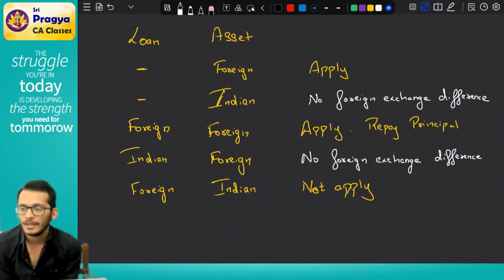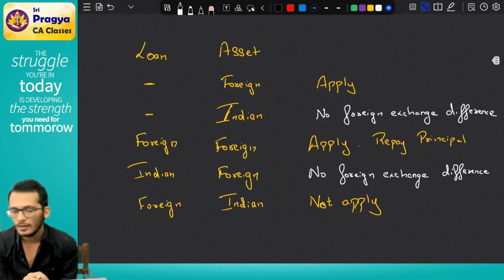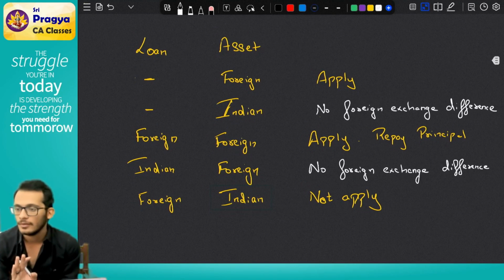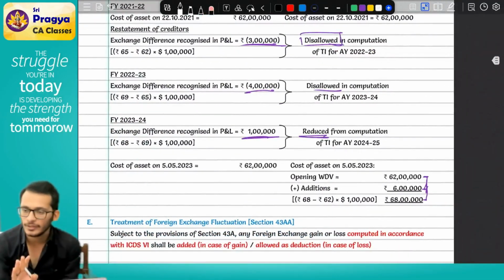Clear? Can we go forward? Yes. This is your 43A. Any doubts? All clear? Yes. This is a little complicated section. People generally don't understand it. Let me know if you didn't understand. We'll do it again. Okay, but if it's clear, then it's clear.